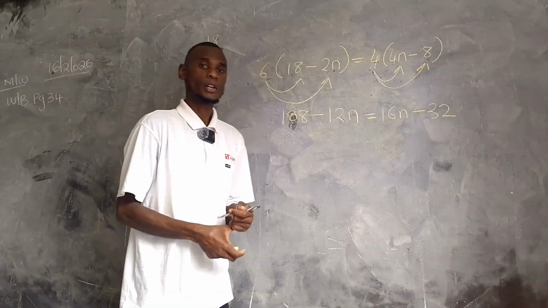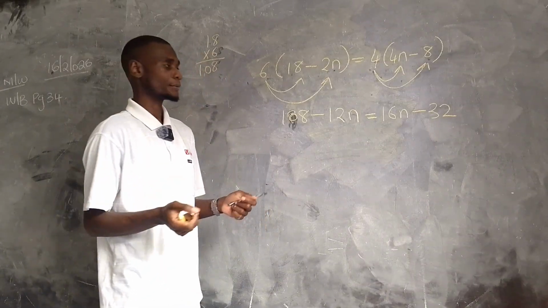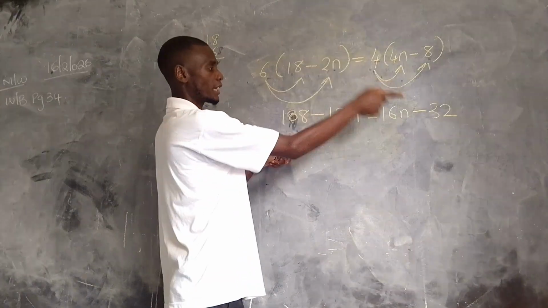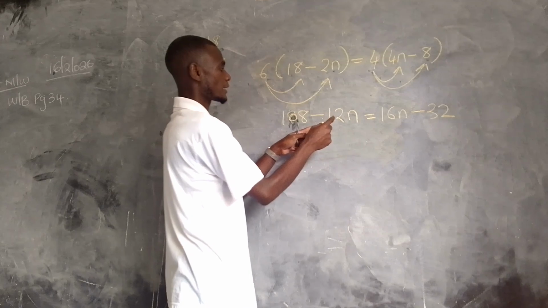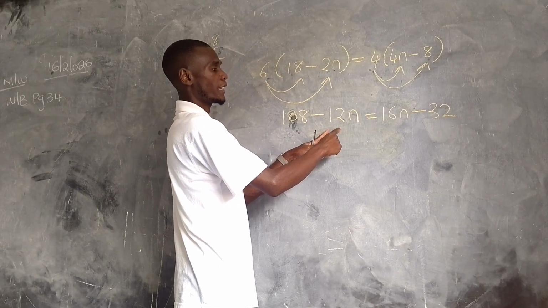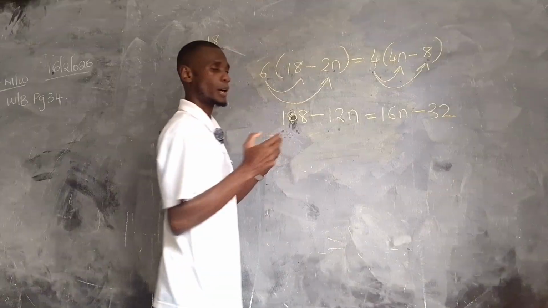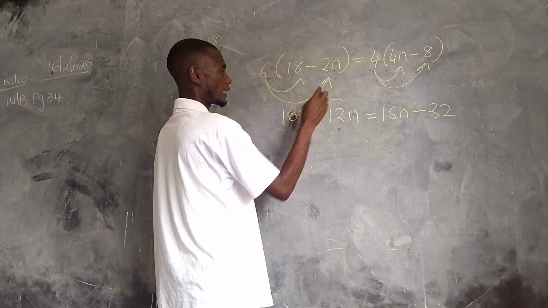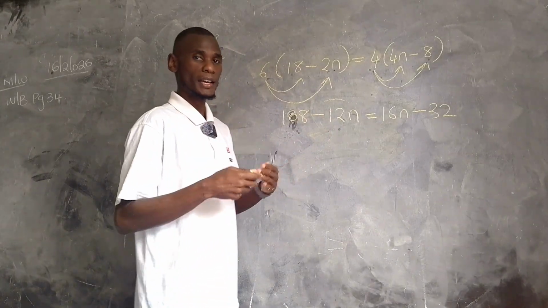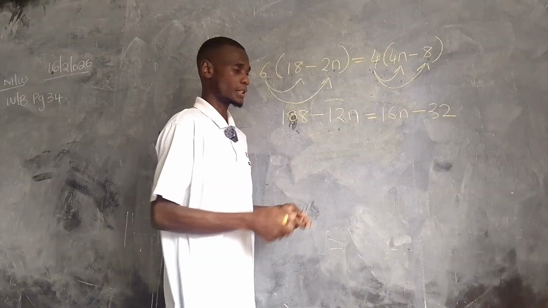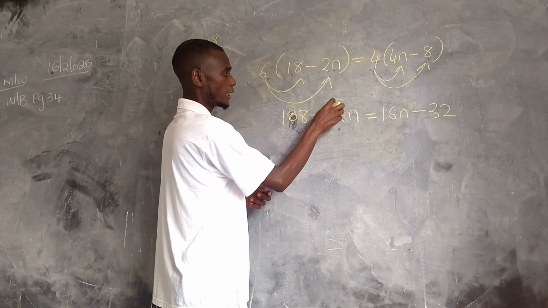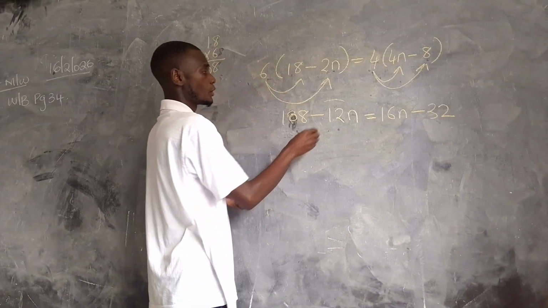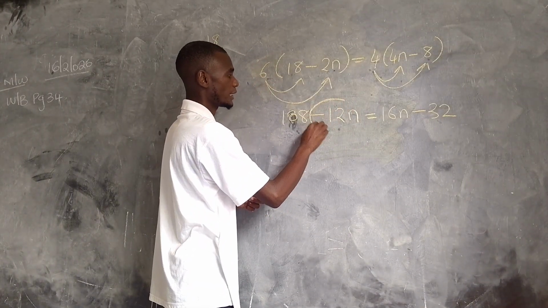From there, we collect the like terms. Remember, we have two sides here. There's this whole number without any letter, and another whole number without any letter on the other side. Then on this side there's this 12n, and the other n is on the other side. So we'll have to pick one. When you are collecting the like terms, collect the number together with the sign in front of it. So we want to take this 12n to the other side, then we bring this minus 32 to this side. We carry it together with the sign.